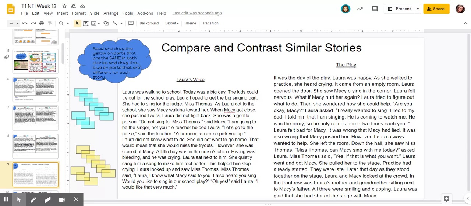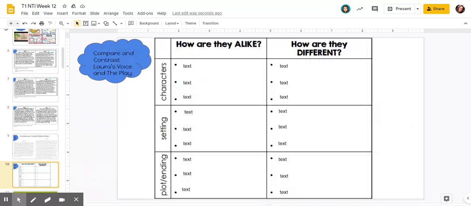Then you have a compare and contrast similar stories where you're going to be looking at all of those story structure elements and answering on the next page. So you're focusing on the characters. You do not have to write in complete sentences when there is a bullet point. So you can name characters that were the same, characters that were different, or maybe how the character's behavior was the same or how the character's behavior was different.